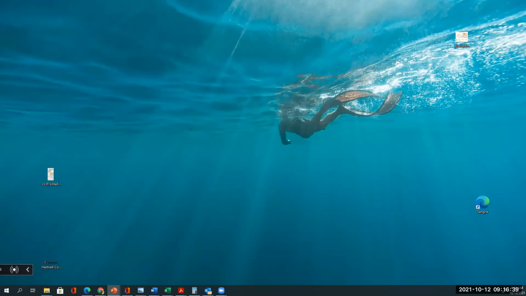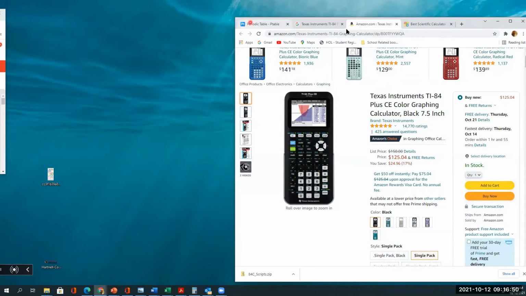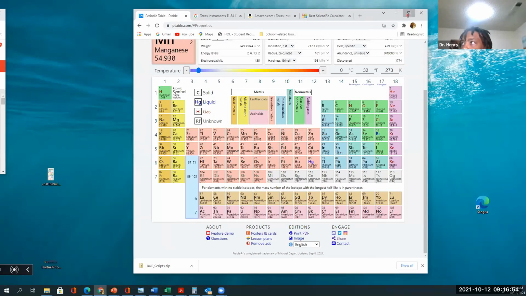Let me go up to the periodic table. Of course, now I can't find it. Table, there you go. Okay, can you guys see my periodic table?